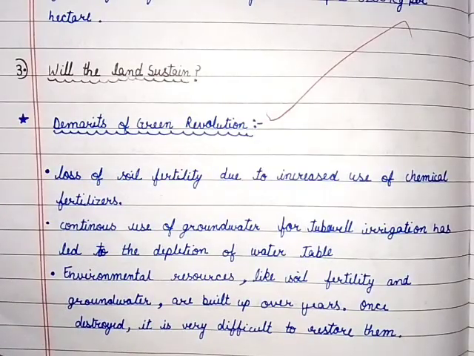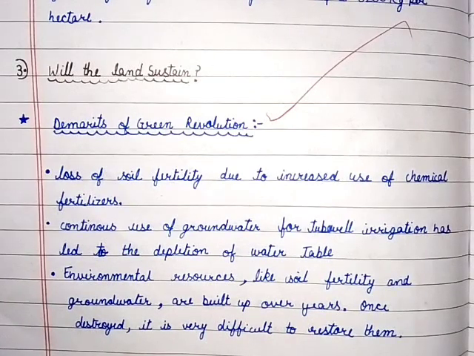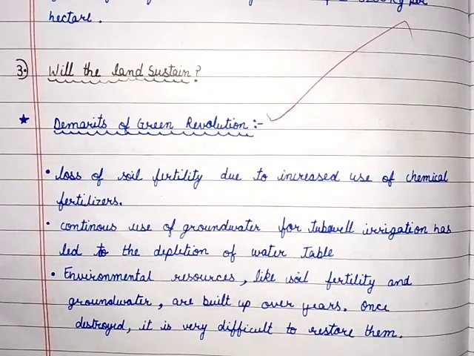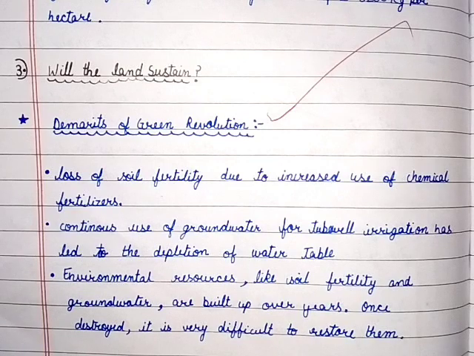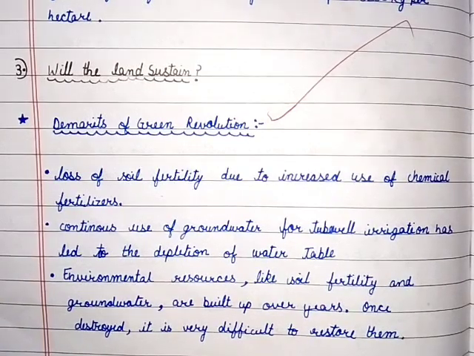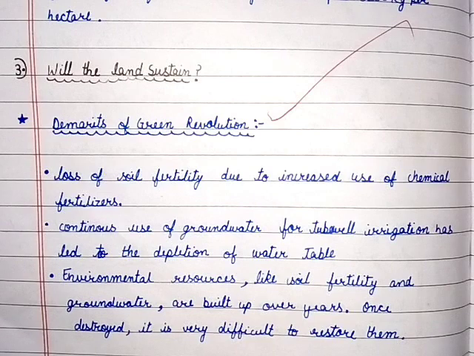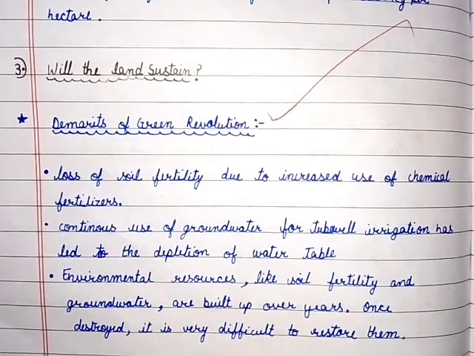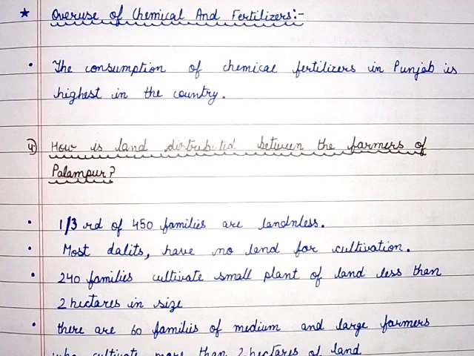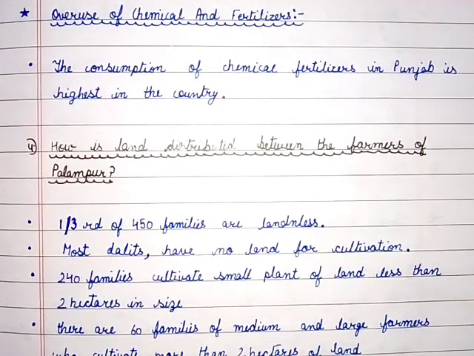Third, will the land sustain? Demerits of Green Revolution. Loss of soil fertility due to increased use of chemical fertilizers. Continuous use of groundwater for tube well irrigation has led to the depletion of the water table. Environmental resources like soil fertility and groundwater are built up over years. Once destroyed, it is very difficult to restore them. Overuse of chemical fertilizers. The consumption of chemical fertilizers in Punjab is the highest in the country.